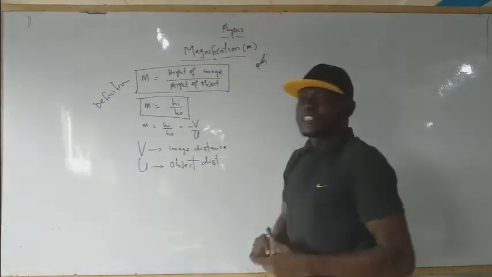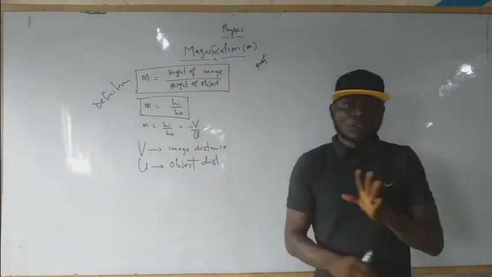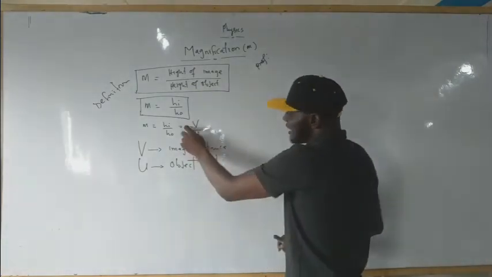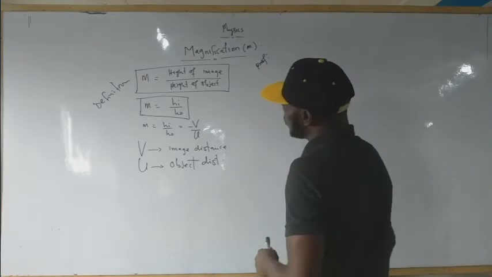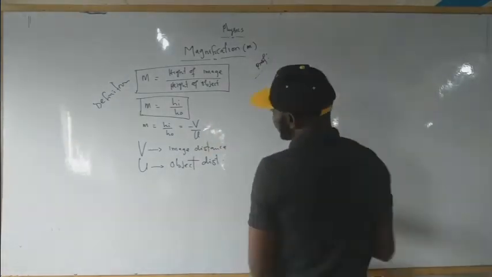So let's prove this. I would like to prove this because there are some textbooks that use V over U, but what I'm using is minus V over U. Magnification of spherical mirror. Proof. Let's look at the proof.